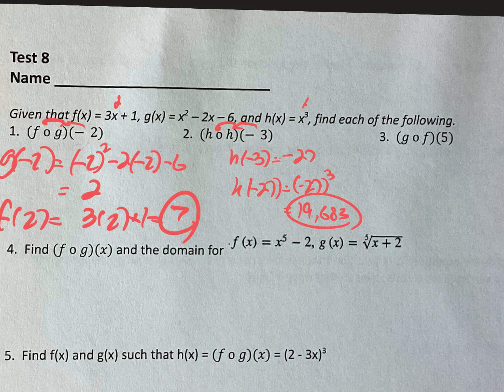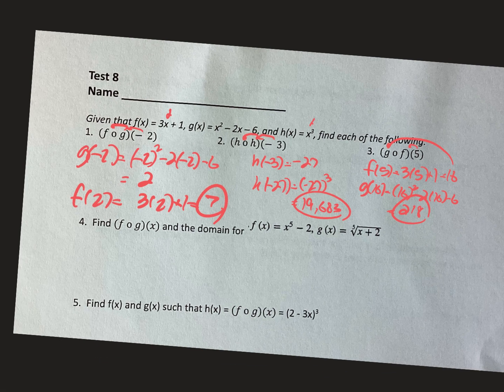Number 3, g of f of 5. Again, working backwards, I'm going to plug the 5 into function f. f of 5 would be 3 times 5 plus 1, which is 16. Then take that 16, plug it into function g, which is going to look like g of 16 would be 16 squared minus 2 times 16 minus 6. Punch all that in if you want to, and you're going to get 218.